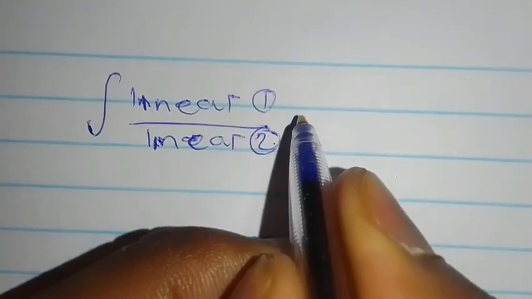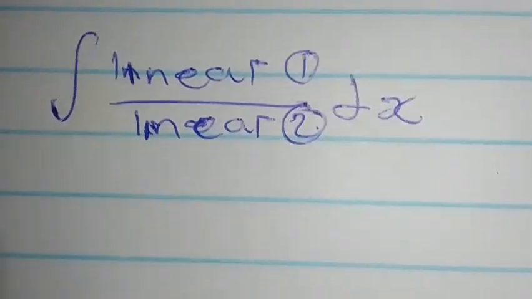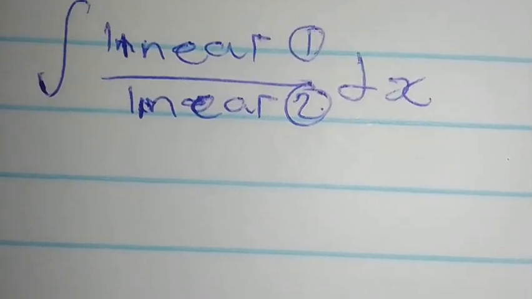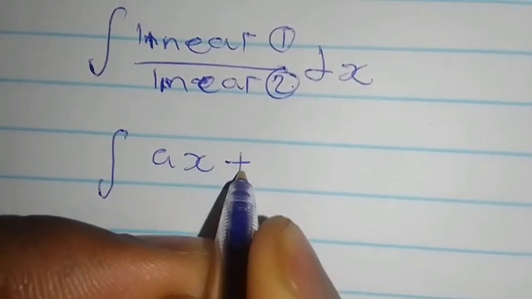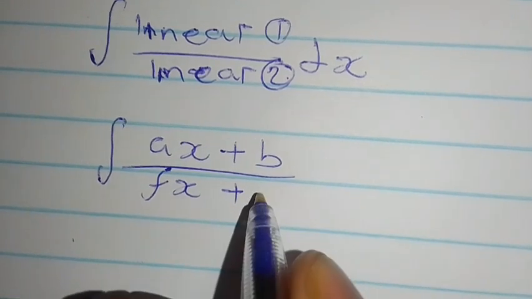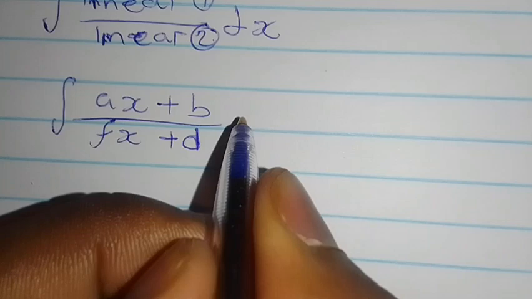Now that you have these two linear equations, suppose that we are deriving with respect to x. The variable can change, but suppose we are deriving with respect to x. So that means we're going to have a linear function over a linear function in x. Suppose the first linear equation was ax plus b, and the second was fx plus d. So suppose that we have this.